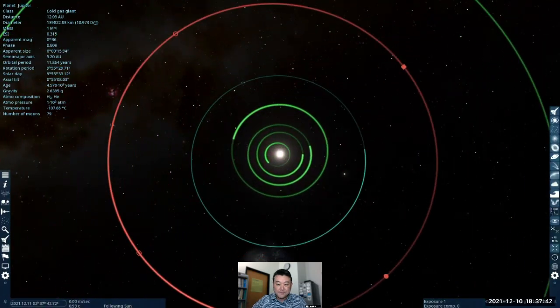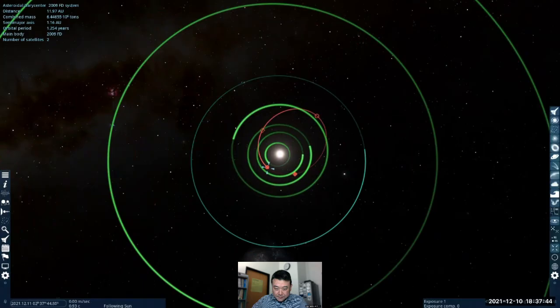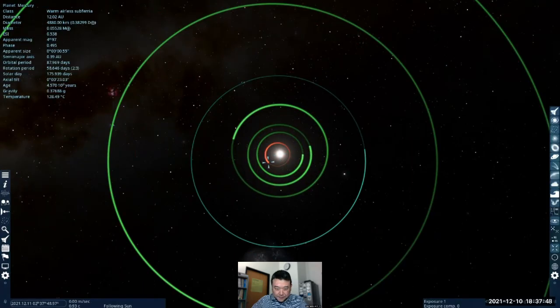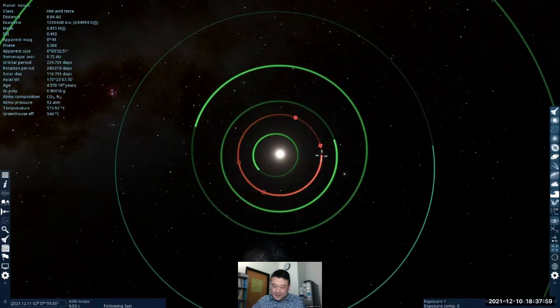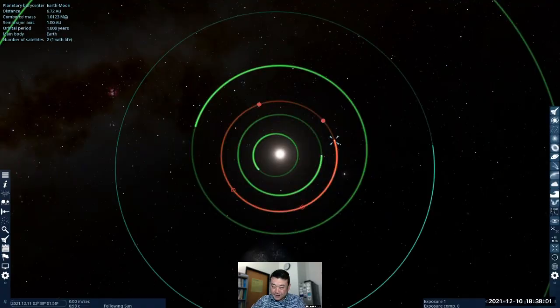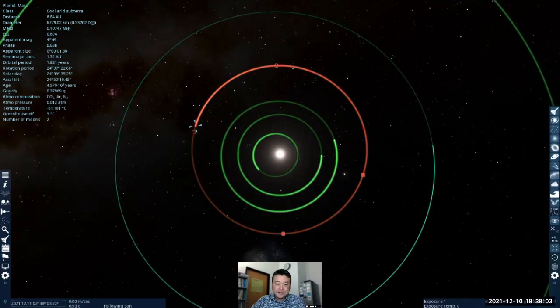can distinguish them. This is Mercury. Sorry, those asteroids are really in the way. That's Mercury, the closest planet. Well, that was Earth. That's Venus, and this is Earth, and that's Mars.